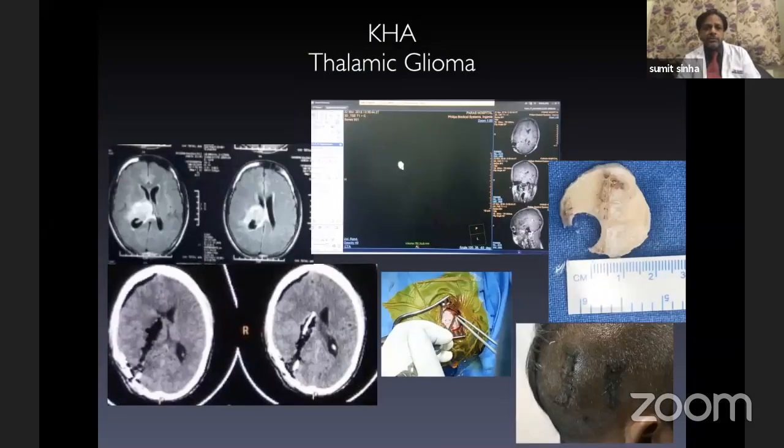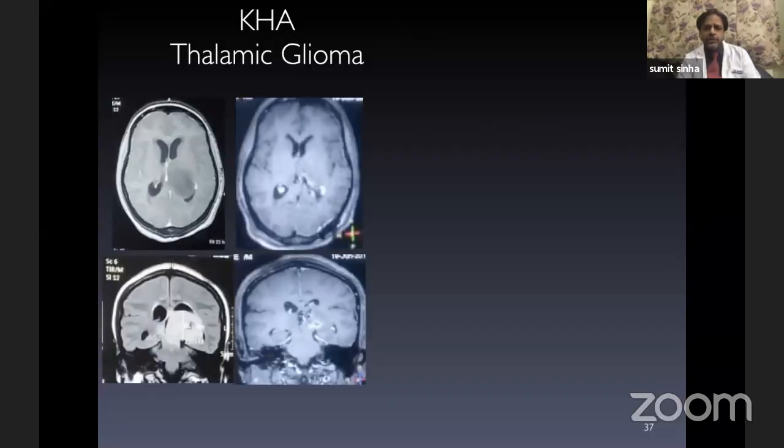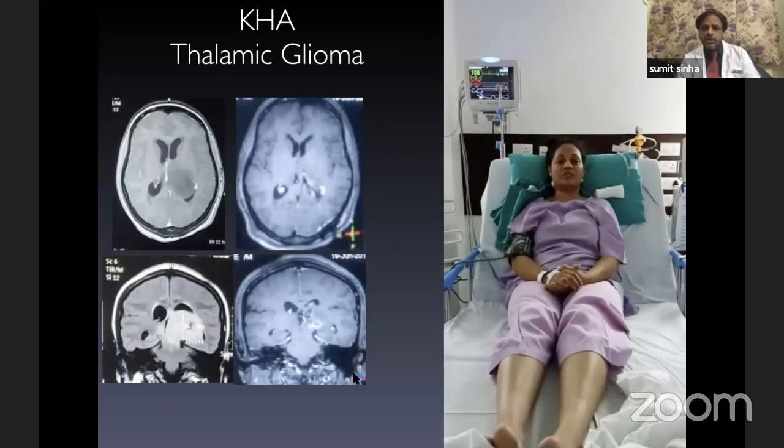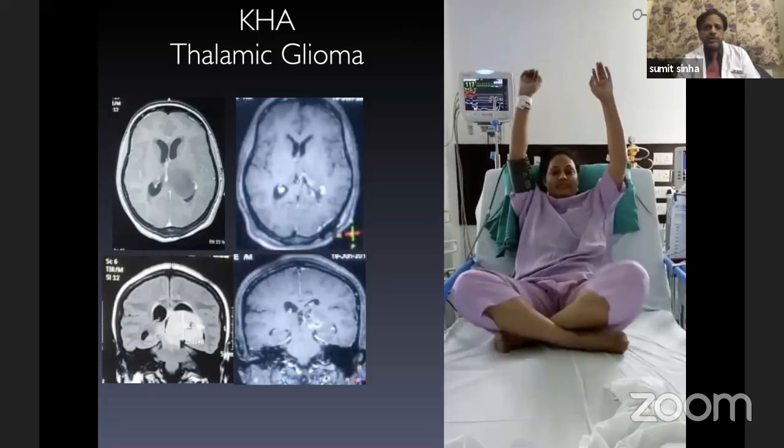Thalamic glioma surgery, yes, this was the size of the skin incision you can see here, a small routine keyhole surgery. The post-operative scan shows complete tumor removal. And another thalamic glioma, and this was the post-operative scan. The patient on the first day after the surgery was completely intact, with no neurological deficits.